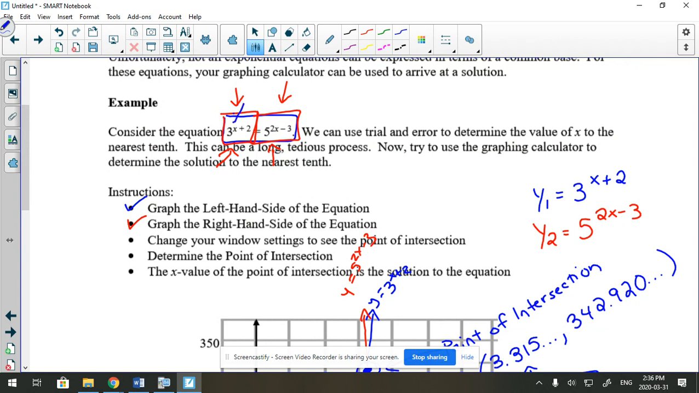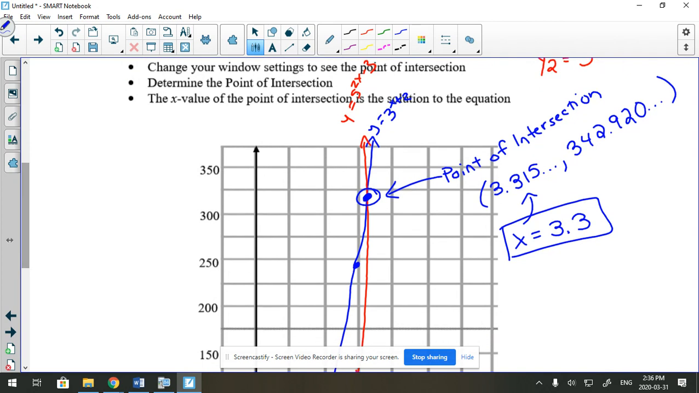X here equals approximately 3.3, and then both sides should be equal to each other. So you can put it in to check your answers if you like. They might be off by a hair because we rounded to the nearest 10th, but you should see they're awfully similar. And so that's how we solve these ones. Type each section into your calculator, see where they intersect, and then the x value of your point of intersection is your solution. So let's do just a couple more.